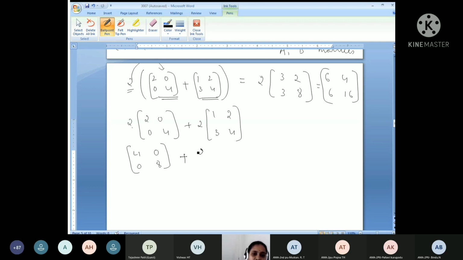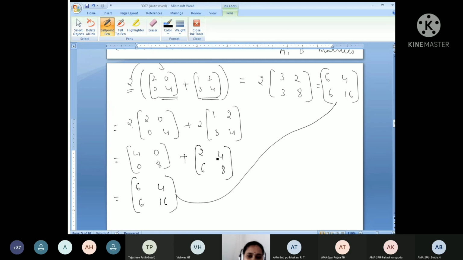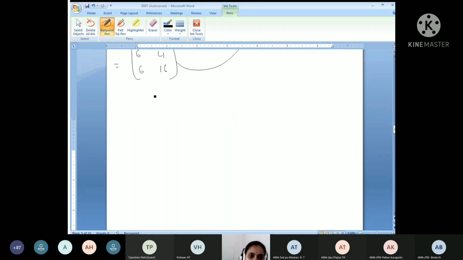Plus 2 1s are 2, 2 2s are 4, 2 3s are 6, 4 2s are 8. Now add this. 4 plus 2 is 6, 0 plus 4 is 4, 0 plus 6 is 6, 8 plus 8 is 16. Look, this and this, both are same, no? So that is what we are telling. K into a plus b, means you can write it as ka plus kb. This is the property of scalar multiplication.